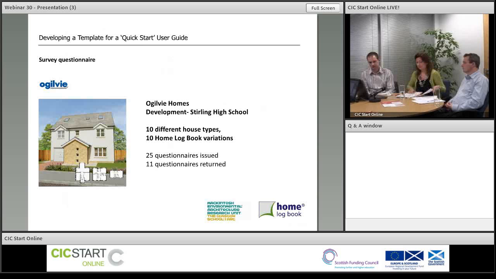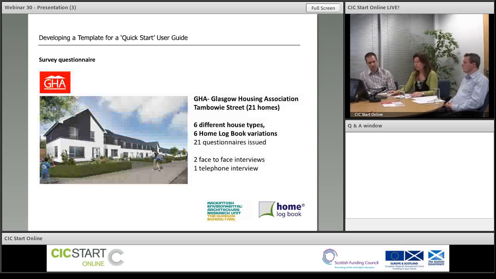And as Matt's already mentioned, one of the developments was with Ogilvy Homes, and it was a development in Stirling. It had quite high-end market detached homes, and there was quite a lot of variation on the logbooks that we created, so that each resident was getting a very bespoke guide which reflected their individual house layout. So we issued these questionnaires. We issued 25 questionnaires. We got 11 returned, but they were quite probing questions, and the feedback was very detailed.